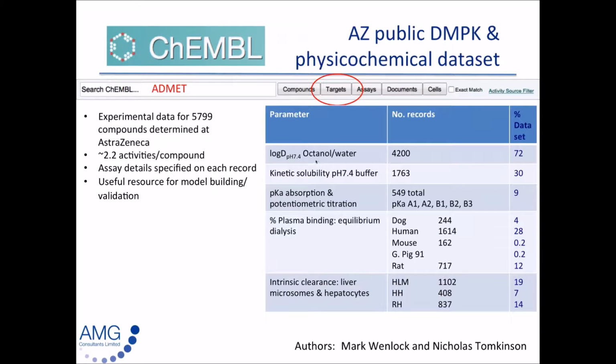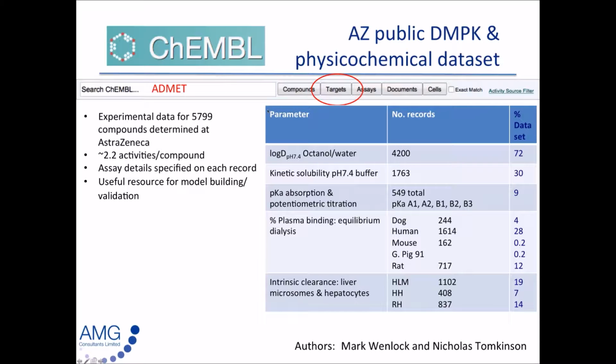Now, I didn't want to go into ChEMBL in any great detail, but there are some very nice features that Anna alluded to, but I thought you should know about in a little bit more depth. So, for example, there is a set of some 5,800 compounds which have been deposited by AstraZeneca on the ChEMBL database. The way to find these from ChEMBL is to search the term ADMET as a target.